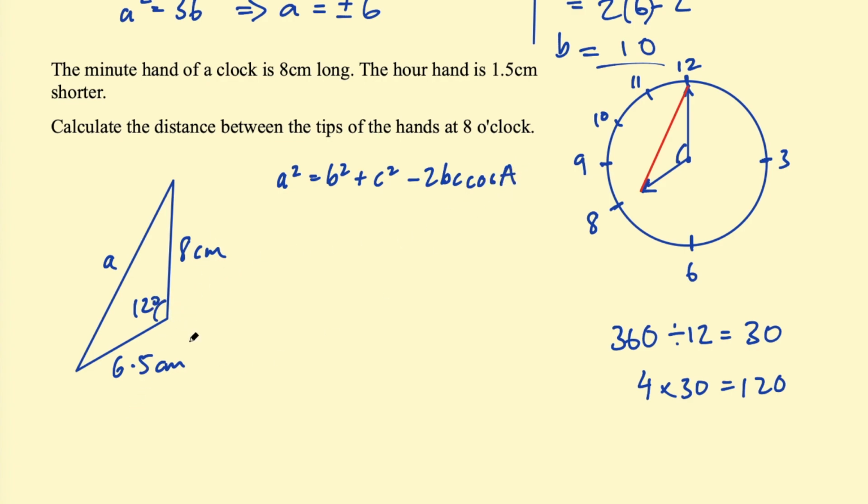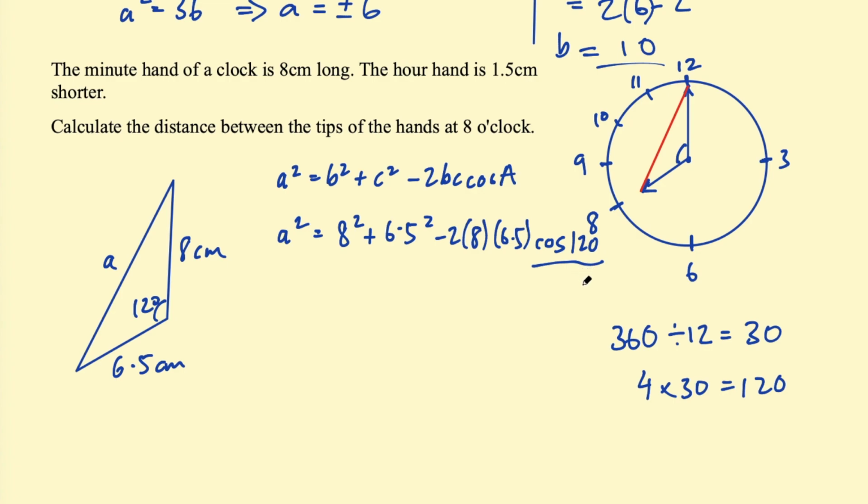So once you draw your diagram and figure out what you need to find, all you need to do is plug in the numbers into the formula. Okay, so a squared is going to equal b squared, 8 squared plus 6.5 squared, take 2 times 8 times 6.5 multiplied by cosine of 120. This is most likely a calculator question, so you could plug this straight into a calculator, although you do need to know the exact values for cosine of 120.